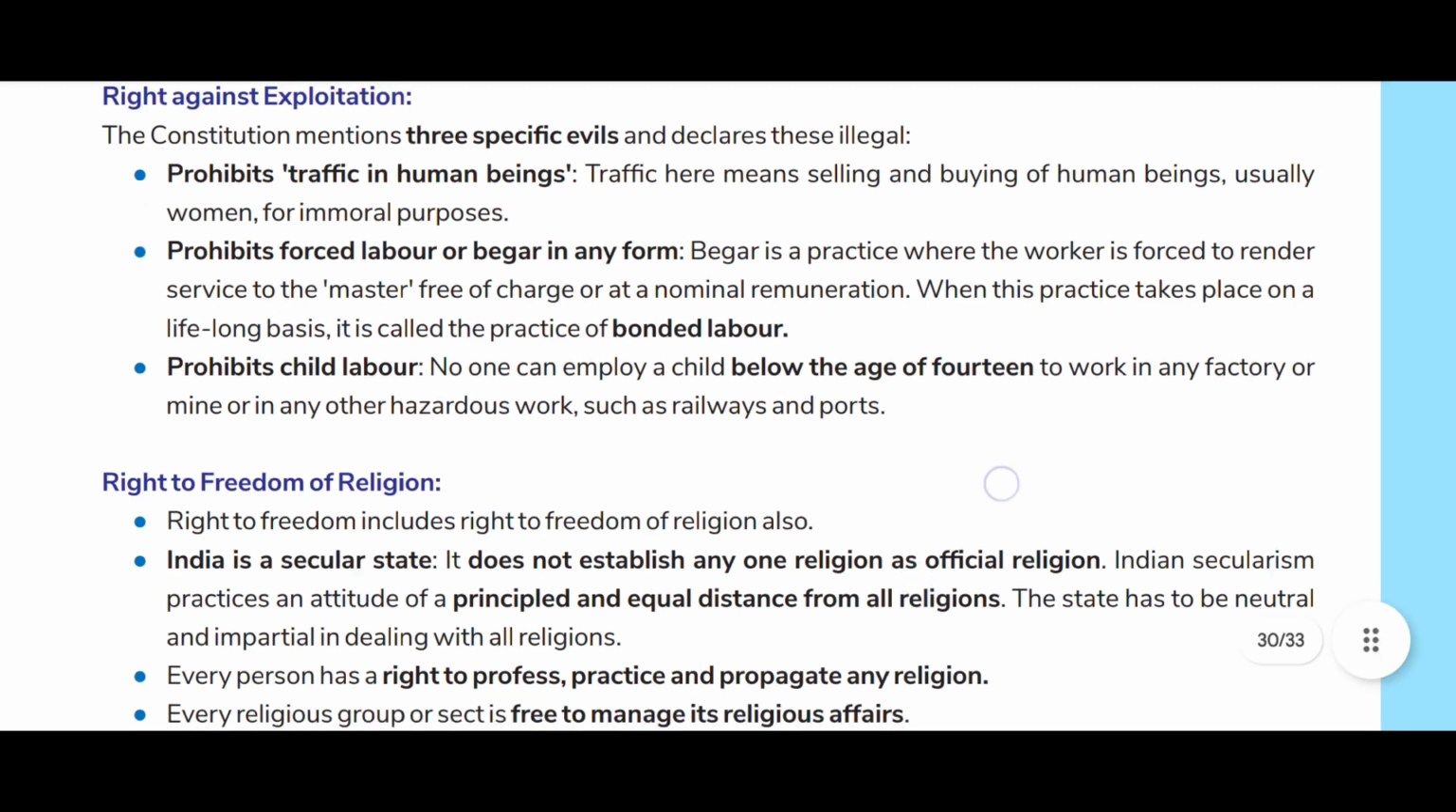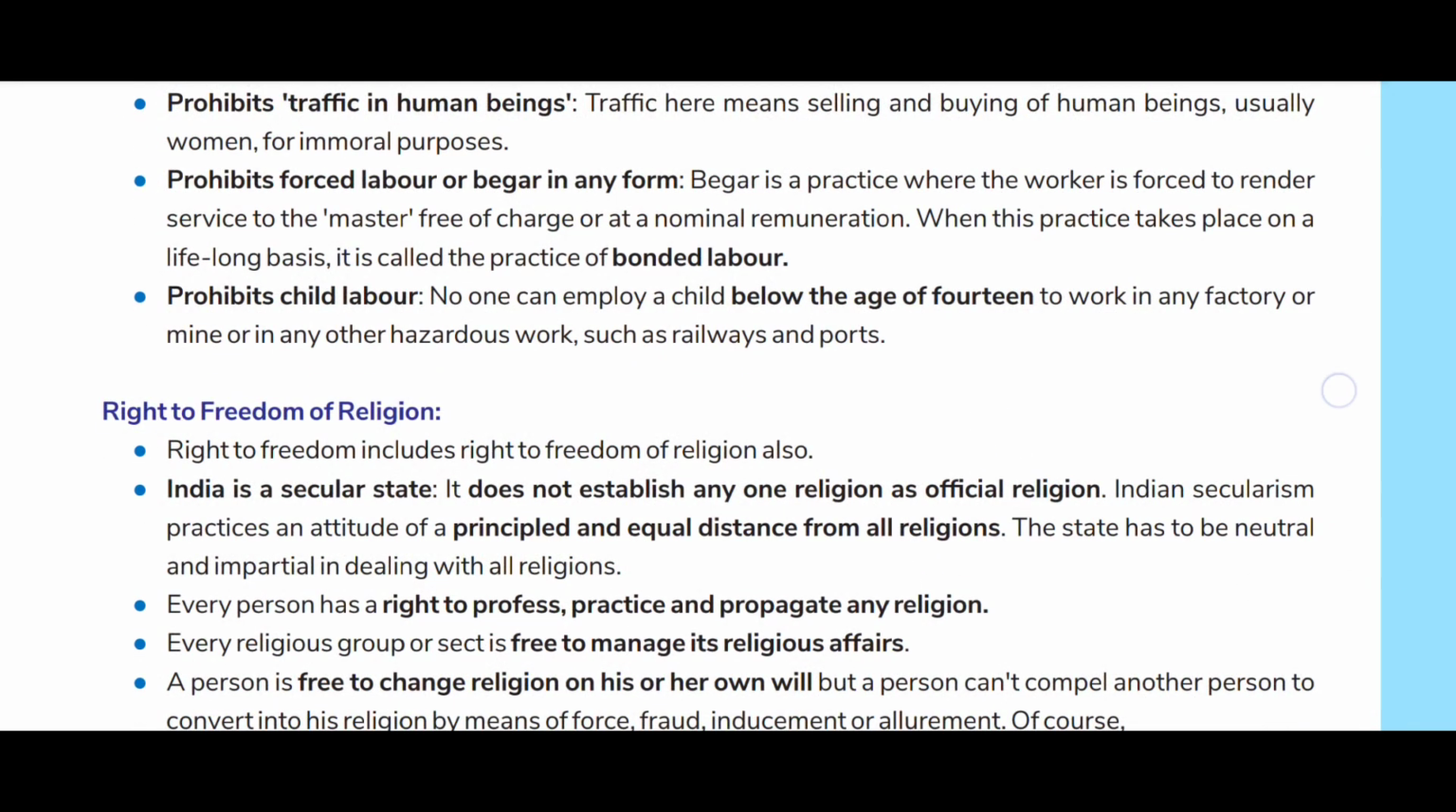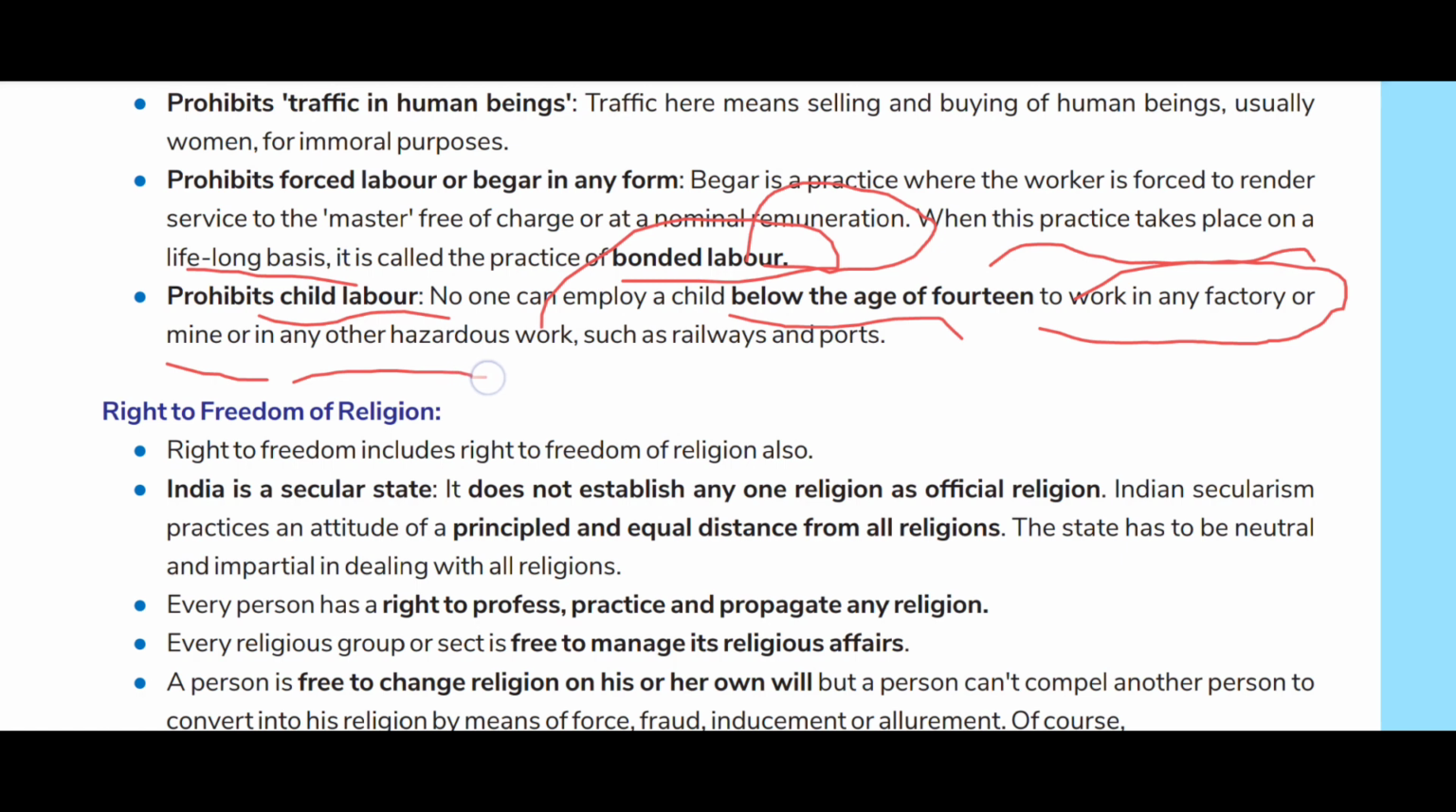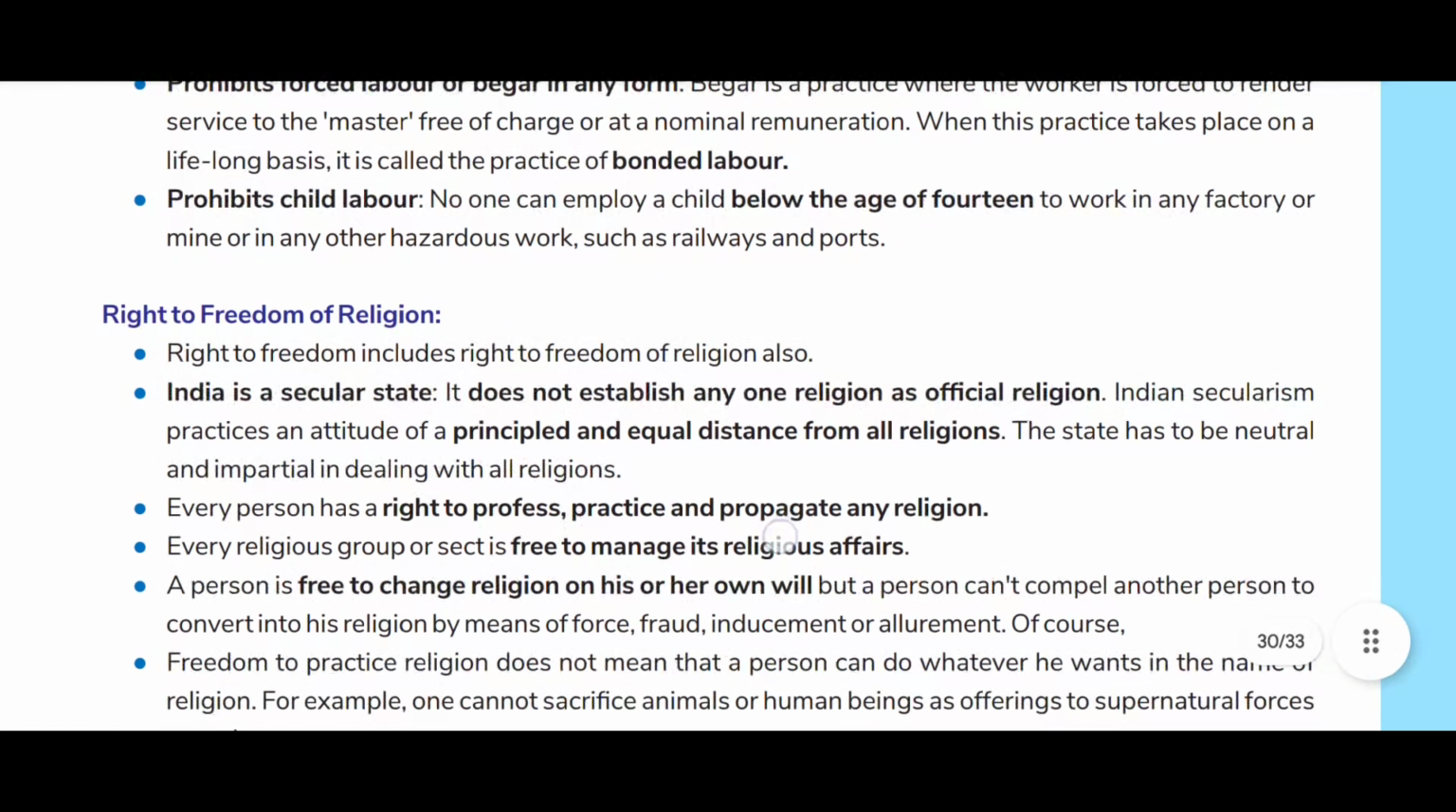Begar is a practice where the worker is forced to render service to the master free of charge or at a nominal remuneration. When this practice takes place on a lifelong basis, it is called the practice of bonded labor. Prohibits child labor. No one can employ a child below the age of 14 to work in any factory or mine or any other hazardous work such as railways and ports.